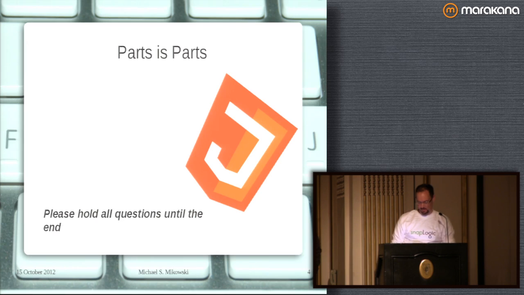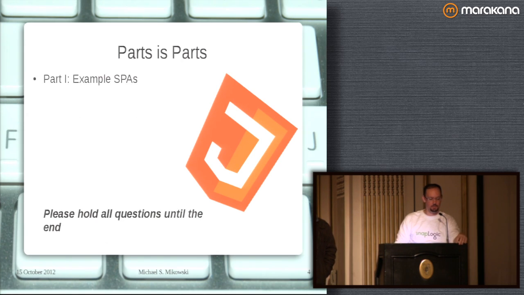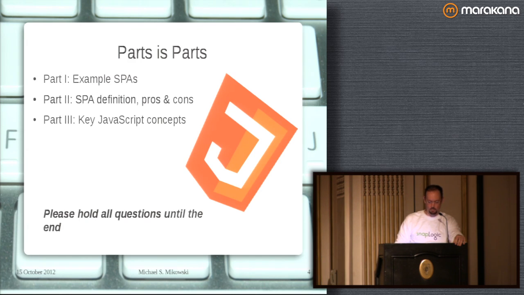All right. So let's talk about the parts we're going to cover today. First of all, we're going to look at some example single-page web applications. Second, Josh is going to take over and talk about the pros and cons of single-page web applications and what makes one, on a philosophical, higher plane. And then we're going to look at some key JavaScript concepts that we found, both in working together and over the years, that are really necessary to know to be successful with a large-scale application.